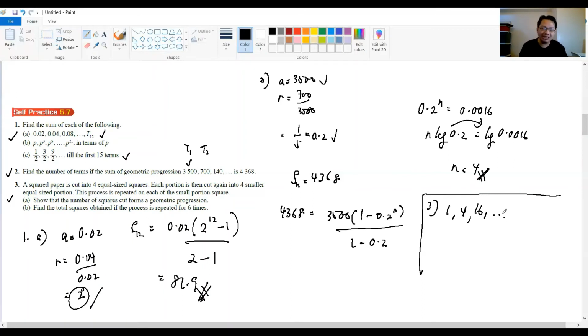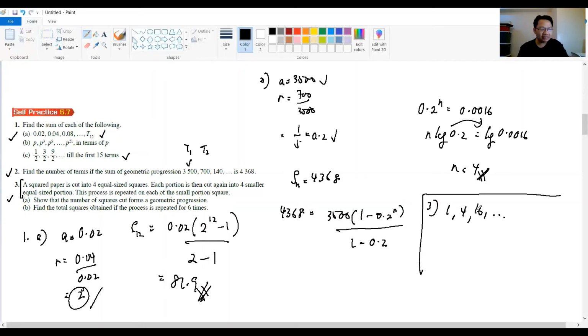This is how we prove that the sequence follows a GP. That's why the number of squares cut forms a GP. Yes: 1, 4, 16, and then 16 cut into 4 again becomes 64. Done.